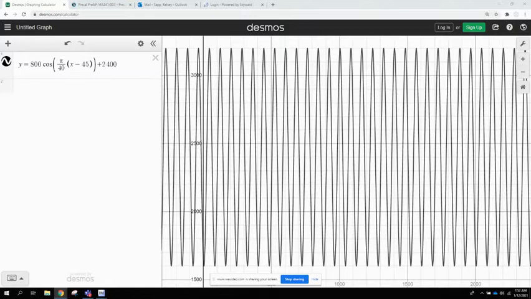So as you can see, I've typed my equation into Desmos, and then I had to scroll out a lot to get to a minimum and a maximum of 1,600 and 3,200. Just keep scrolling if you can't find it. And now we're going to answer these questions.